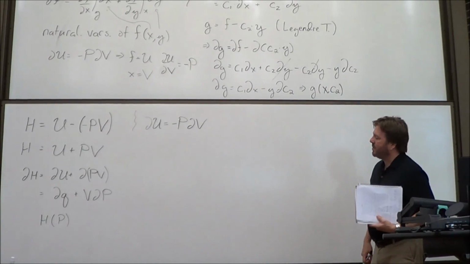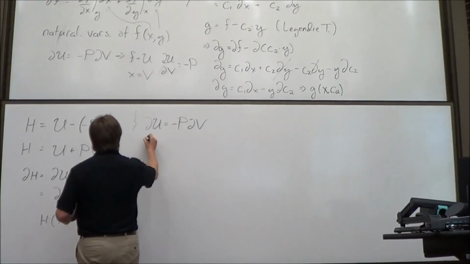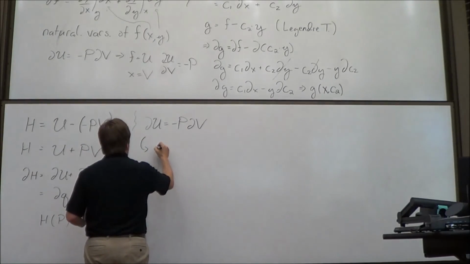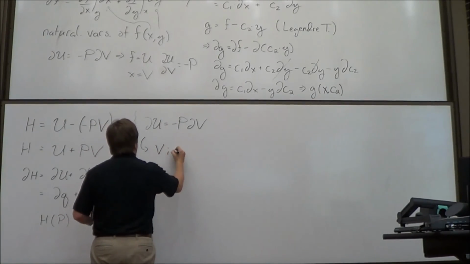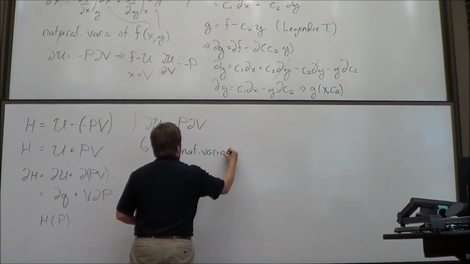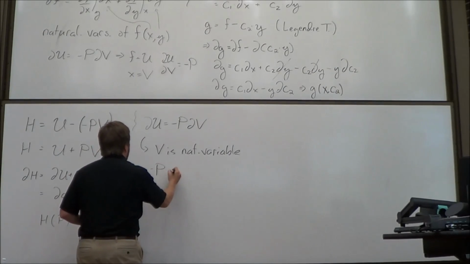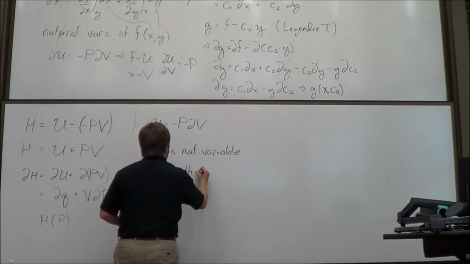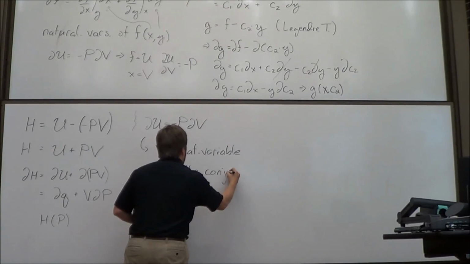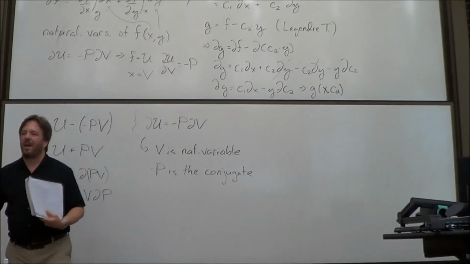So yeah, that's really about all I got. I do want to use a little bit more terminology, and that is that V is the natural variable. I should have told you this already. Minus P is the conjugate. And that's just the thing you multiply by V.